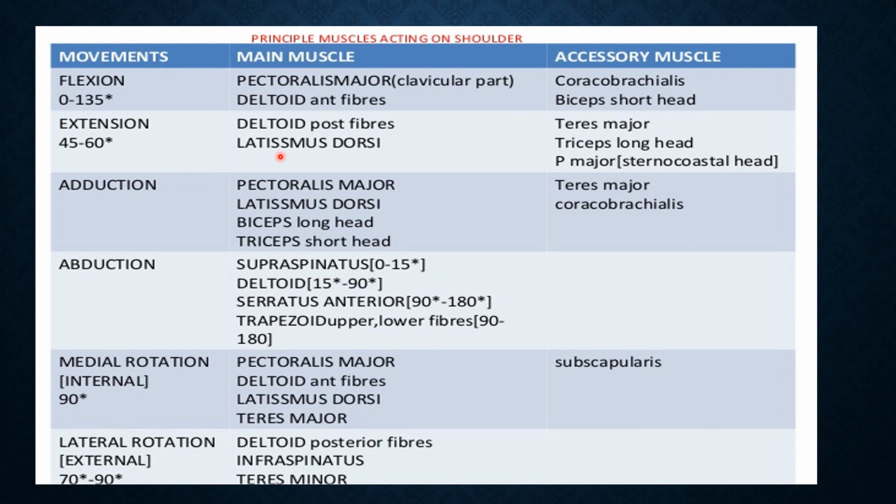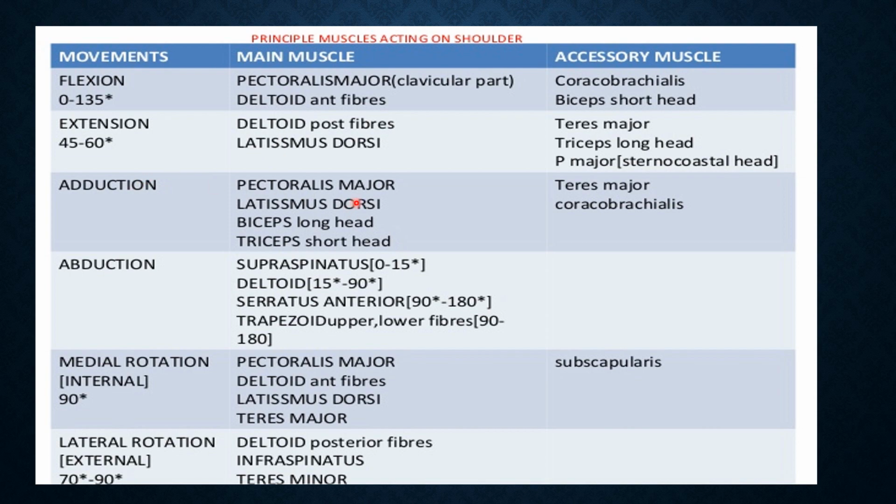So coming to the principal muscles acting on the shoulder joint, firstly we have flexion, right? The main muscles are the clavicular part of pectoralis major and the anterior fibers of the deltoid muscle. For extension, we have posterior fibers of deltoid and latissimus dorsi. For adduction, we have pectoralis major, latissimus dorsi, long head of triceps, and short head of biceps.